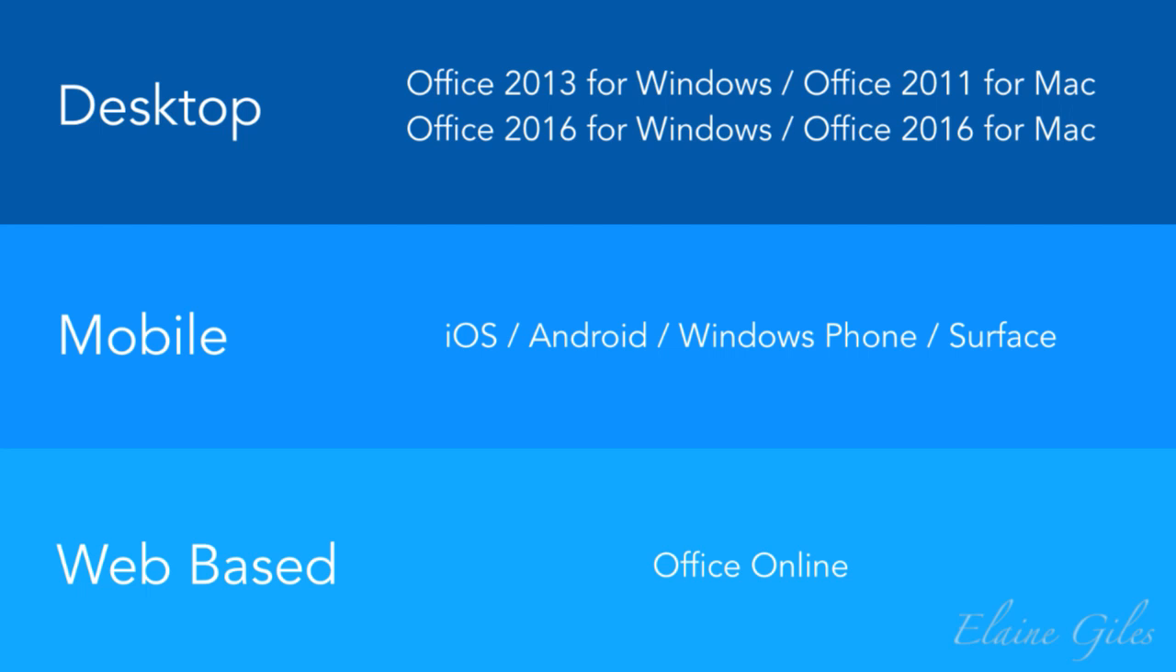Then it includes the mobile versions for iOS, Android, Windows Phone and Surface. But it also includes web-based versions, which are known as Office Online, which is really useful. You access those with your Microsoft ID, so all of the data that you have stored within the Microsoft Cloud, available from your desktop or from your mobile device, is also available from any web browser.